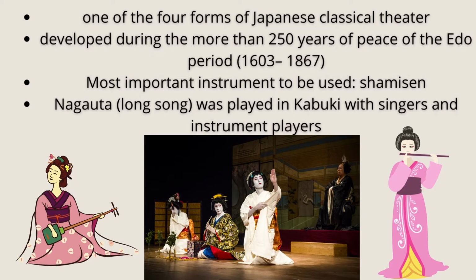By far the most important instrument used in Kabuki is the three-string shamisen. Included in the music genres that are performed on stage in view of the audience are the nagauta, which is a long song style of lyrical music, and several types of narrative music in which a singer or chanter is accompanied by one or more shamisen and sometimes other instruments. The standard nagauta ensemble includes several shamisen players as well as singers plus drum and flute players.